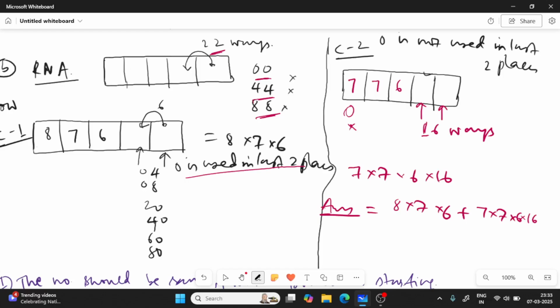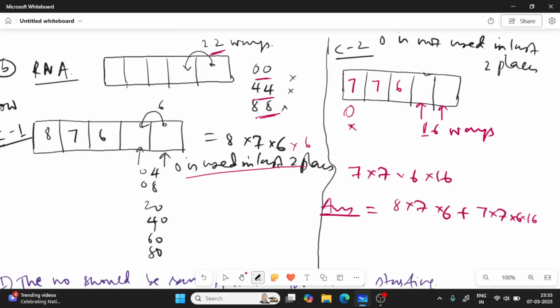Why? Because in the last two places 0 has been used, so two digits have been used. In total we have 10 digits, so out of 10, 2 have been used. So we are left with 8 digits, and that is 8 ways, 7 ways, and 6 ways. How many ways? 8 into 7 into 6 into 6 ways. That is the case where 0 is used in the last two places.